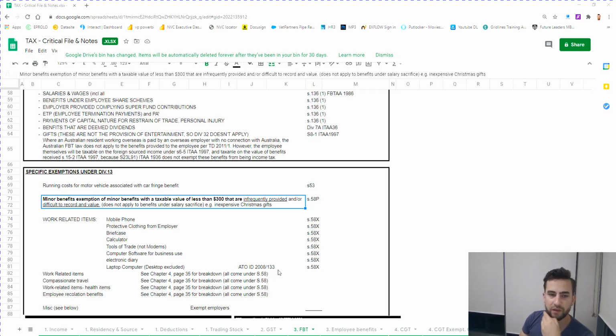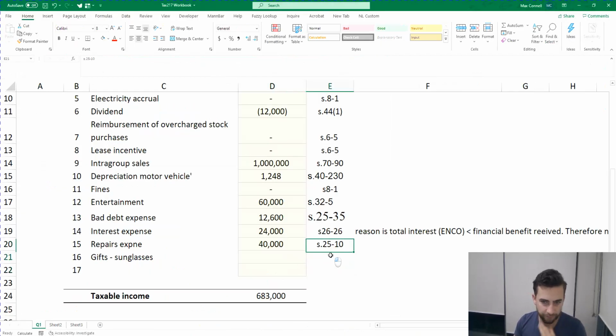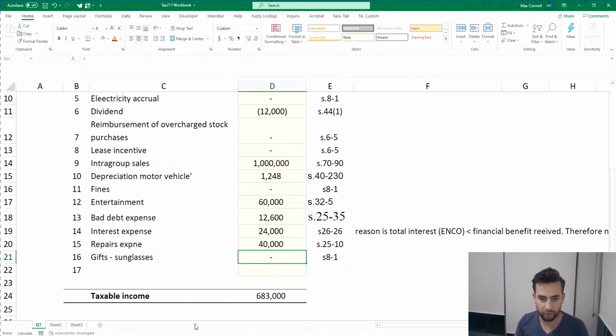Well, I had a look at FBT, and there's a minor benefit exemption under FBT with a taxable value of less than $300. It's infrequently provided, and/or difficult to record in value, which is the case here. So no FBT, e.g. inexpensive Christmas gifts. So I think it would be deductible. I think we'll just use the generic section 8-1 because it's a gift that's part of ordinary business operations. So I think it's fine. We'll just go section 8-1. They've already put a deduction in there for $2,000. I'll agree. Put $0 as well.